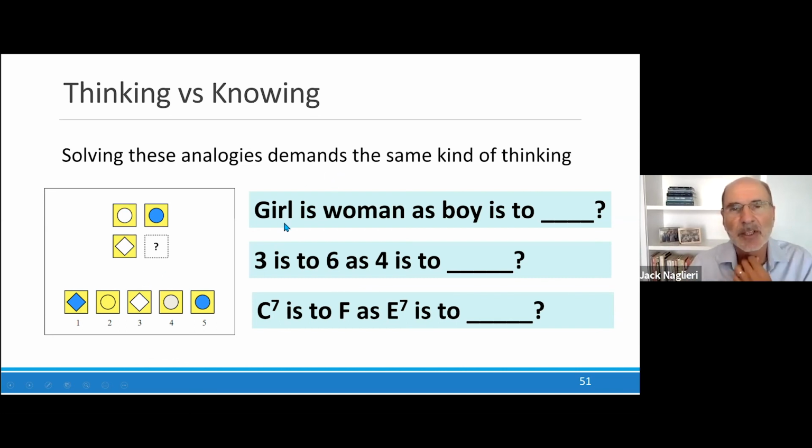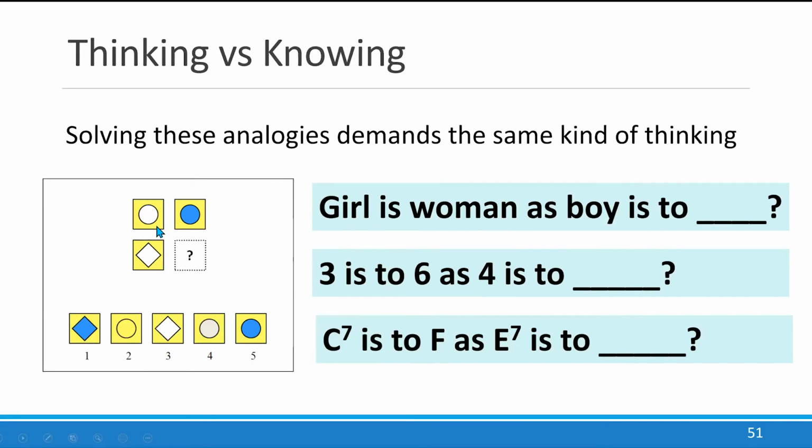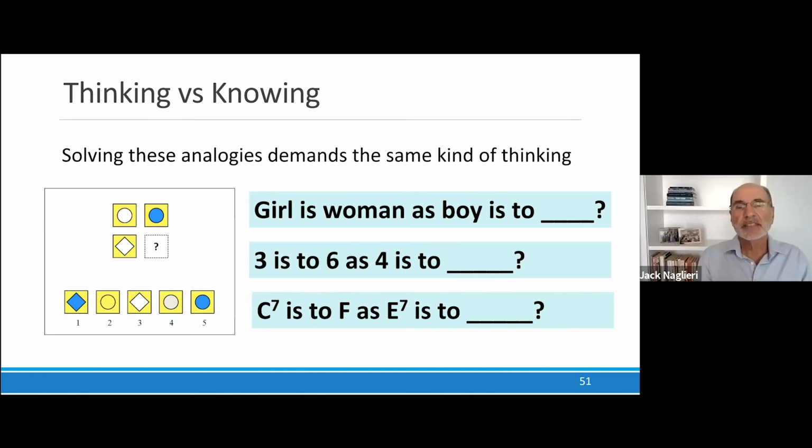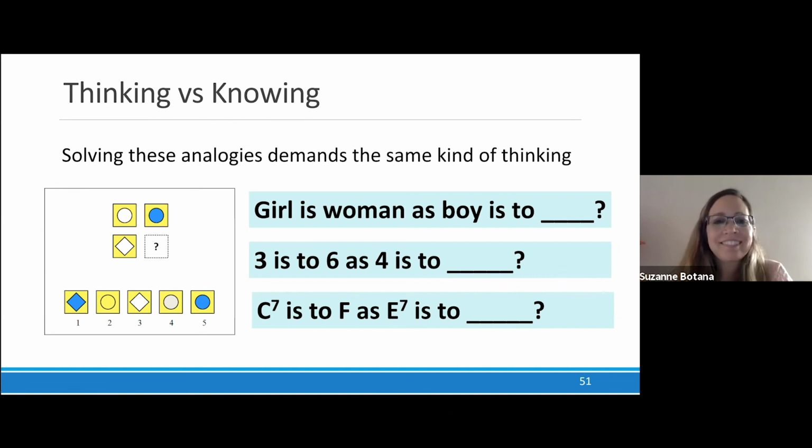So now how about this? Girl is to woman as boy is to, obviously, man. Same thinking, right? 3 is to 6 as 4 is to 8. Same thinking. Now, is anyone in the audience today a musician who can answer the last one? Does anybody know? C7 is to F as E7 is to A. It's the same kind of thinking if you have the knowledge, right?